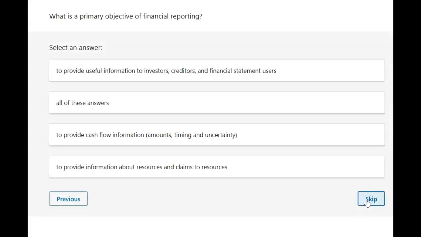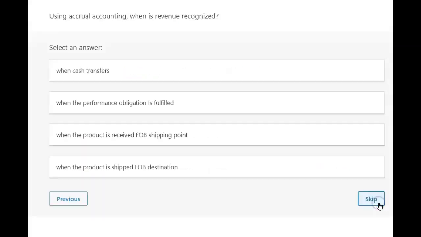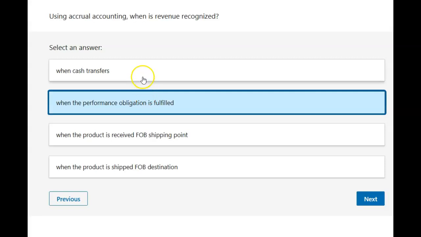All right, what's the primary objective of financial reporting? Well, I think it's to provide useful information to investors, creditors, and financial statement users. To provide cash flow information, that's also an objective. And to provide information about resources and claims to resources, that means the balance sheet. Now, we could think that maybe this one falls under the first one, but I think all of these answers is the best choice. Using accrual accounting, when is revenue recognized? When the performance obligation is fulfilled. We talked about this in another question.